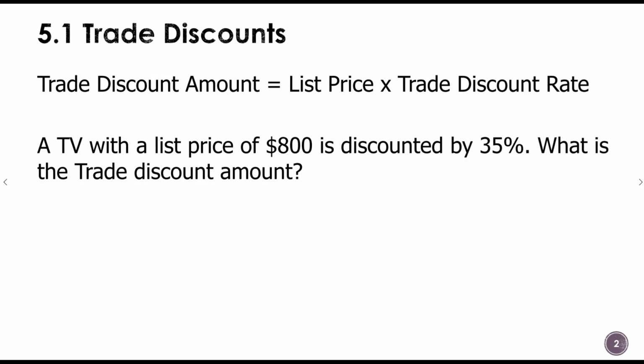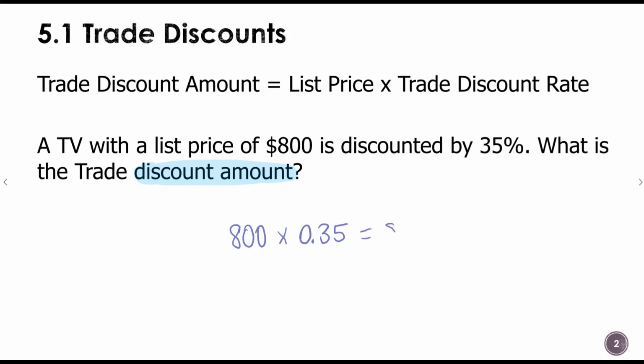The trade discount amount, right? So the amount that is the discount is equal to the list price times the trade discount rate. So whatever the list price is, for instance, in this example, a TV with a list price of $800 is discounted by 35%. So we're going to multiply those two numbers and change that percent to a decimal. So we will have 800 times 0.35. And that's just telling us the actual discount amount, right? How much do we get to take off on the price of this TV?